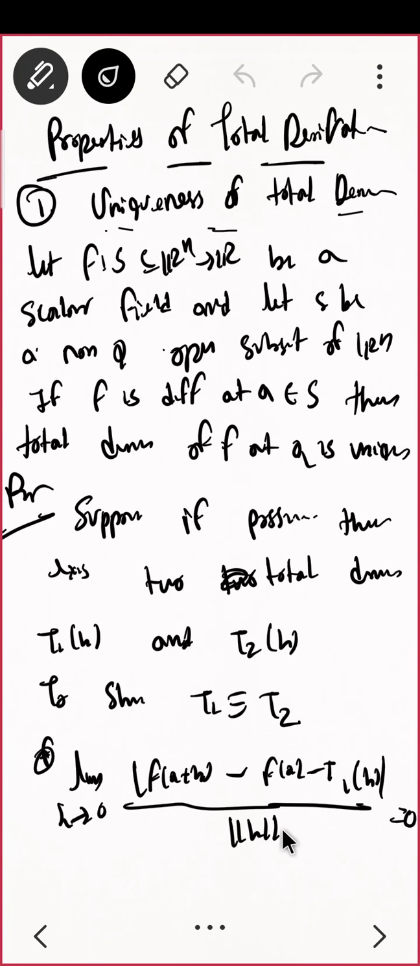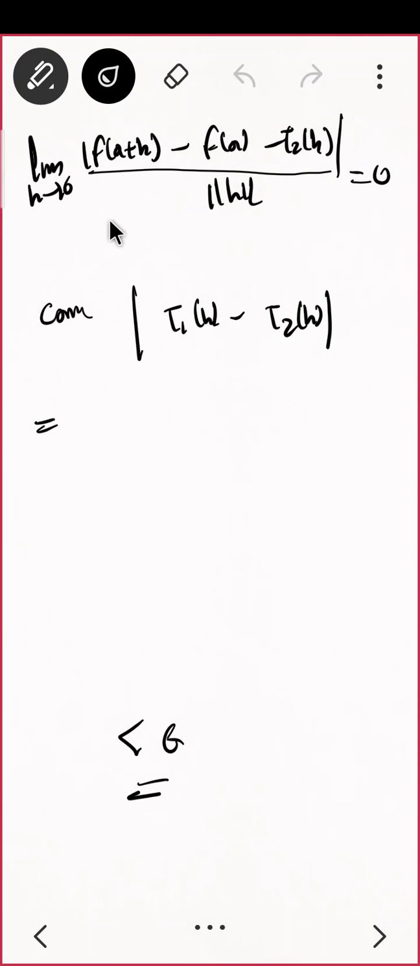Yeah, so see, from either one you will get a delta if you write the definition, that will be delta 1, and for this you will have a delta 2. Then you have to choose the minimum of delta 1 and delta 2, and that will work. Correct, same as we did before.